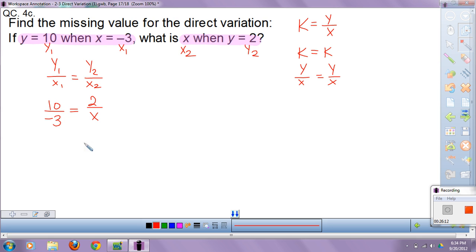How do you solve a proportion? Cross multiply to solve. 10x is equal to negative 6. And how do we solve for x? Divide both sides by 10. So x equals negative 6/10, which we can simplify to be negative 3/5.